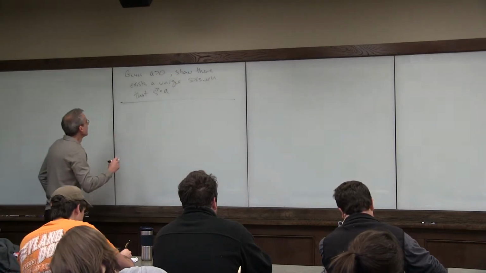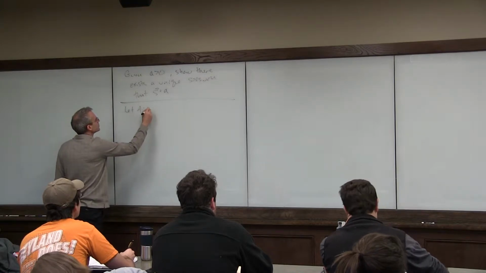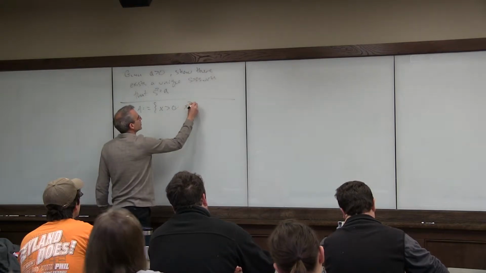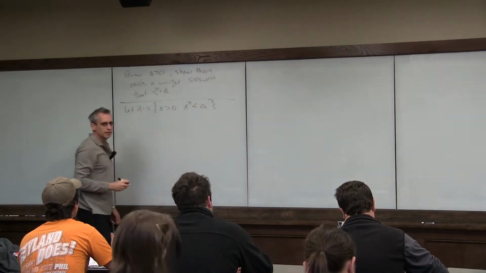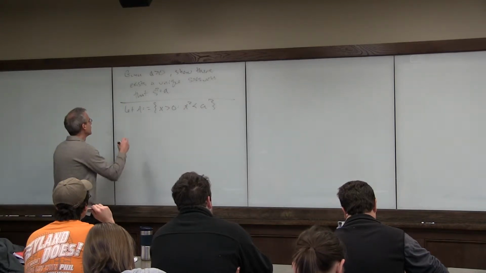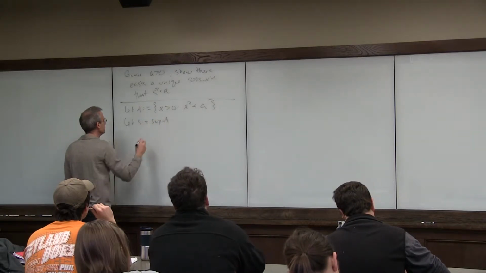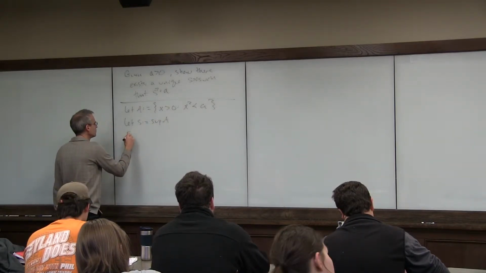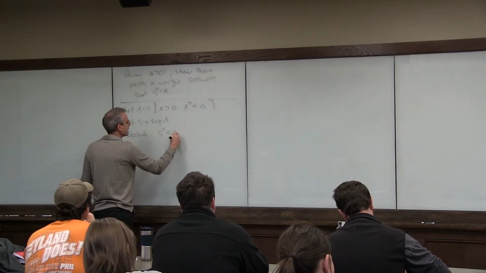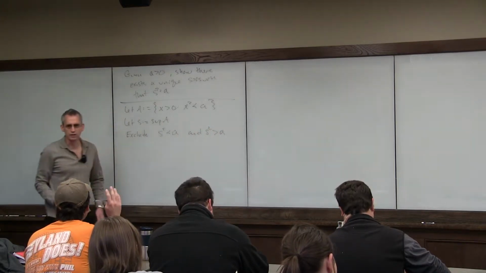Okay, so what was the plan? The plan was to let A be equal to the set of all x bigger than 0 such that x squared is less than A. And we checked last time that this was non-empty and bounded above. And so then we let S be equal to the sup of A. And then the idea is to exclude S squared less than A and S squared bigger than A. And then you're done by the trichotomy.